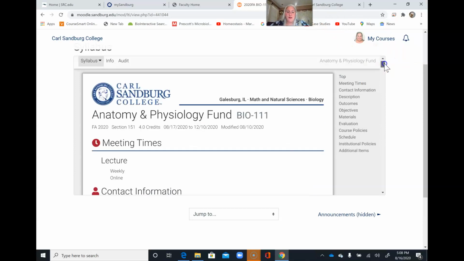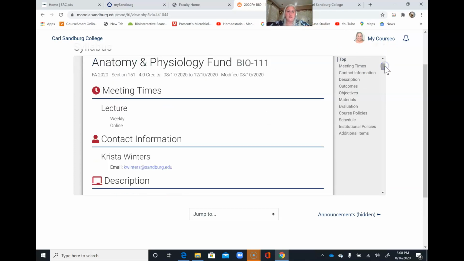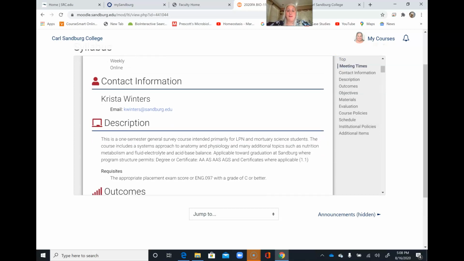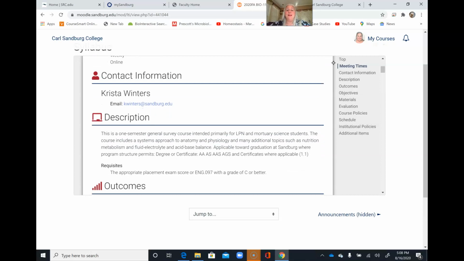So if you go up here, you can see initially it just tells you the meeting times are going to be weekly online. So everything is online. Here's my email address. I am an adjunct professor for Carl Sandburg College, so I don't have an office. All of my office hours will be online as well. So this is a fully online class.